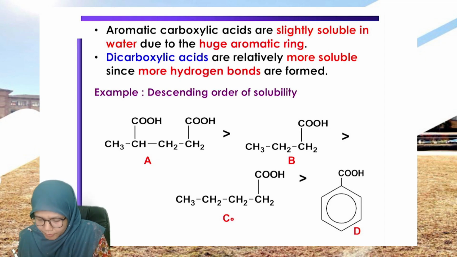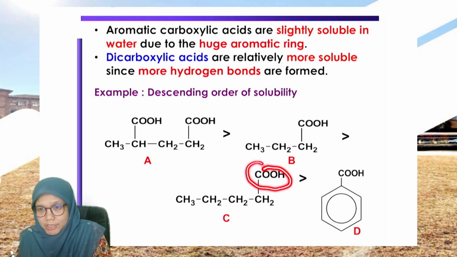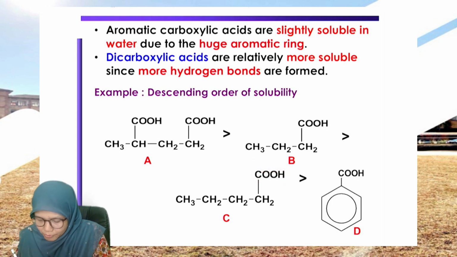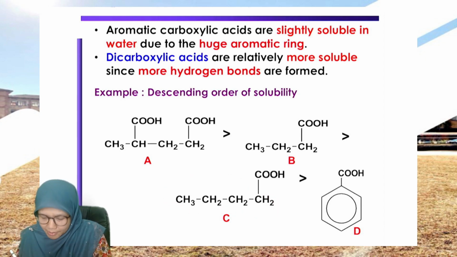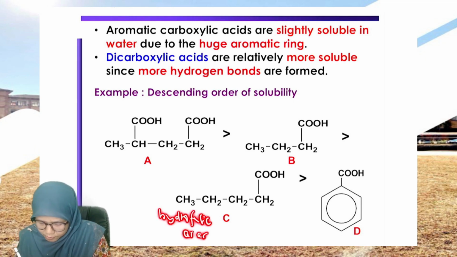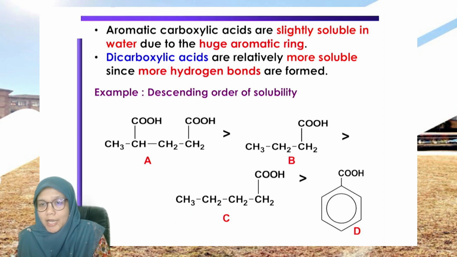Okay, compound C pula. Compound C sama juga, ada satu je carboxyl group, tapi kita lihat pula dia punya bilangan karbon. Okay, compound C ni ada 1, 2, 3, 4, 5 karbon. So maksudnya bilangan karbon lagi banyak daripada compound B. Compound B cuma ada 1, 2, 3, 4 karbon saja. Okay, so bila bilangan alkyl group ini lagi besar, hydrophobic area dia bertambah. So, bila hydrophobic area tinggi, dia akan reduce the solubility of carboxylic acid in water molecule.